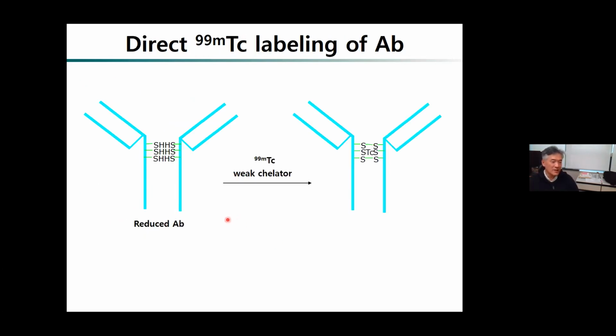Here is a typical example of the direct labeling of technetium into the antibody. The disulfide bond was reduced with mercaptoethanol, and then technetium-99m is combined with a weak chelator such as MDP or any other weak chelators, and then that technetium is labeled into the thiol groups in the antibody.